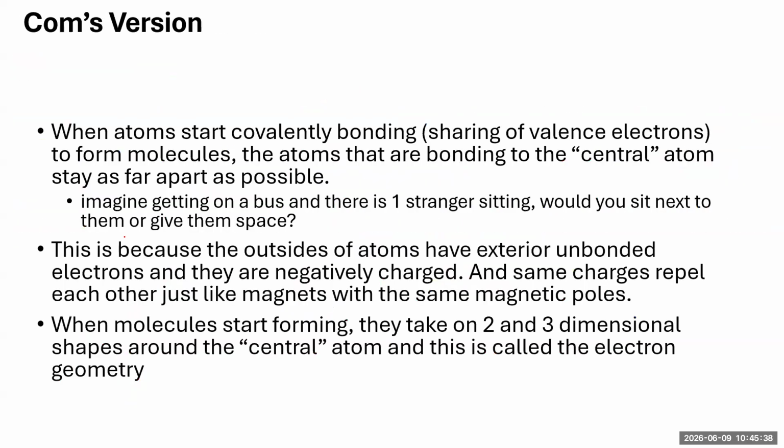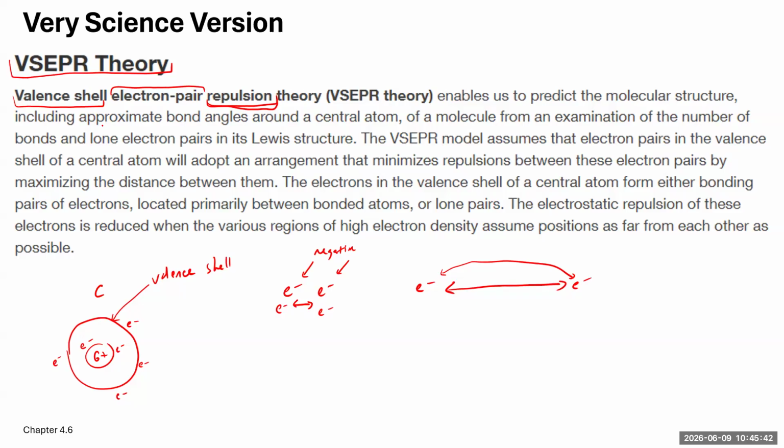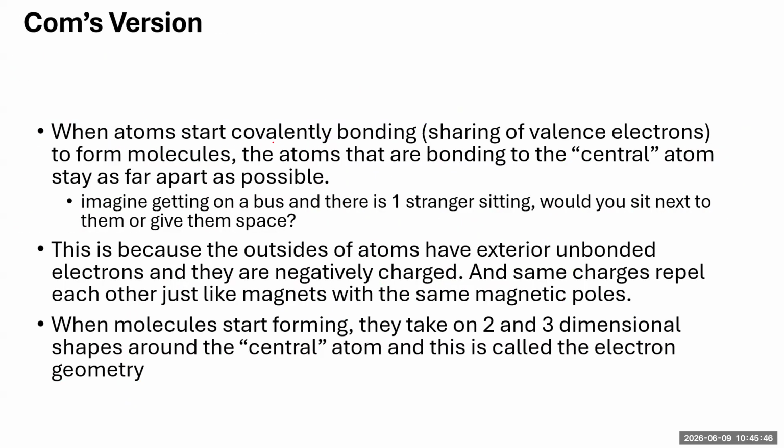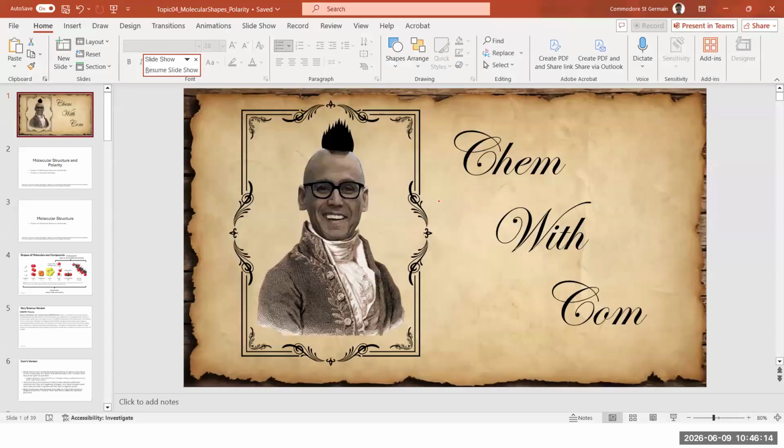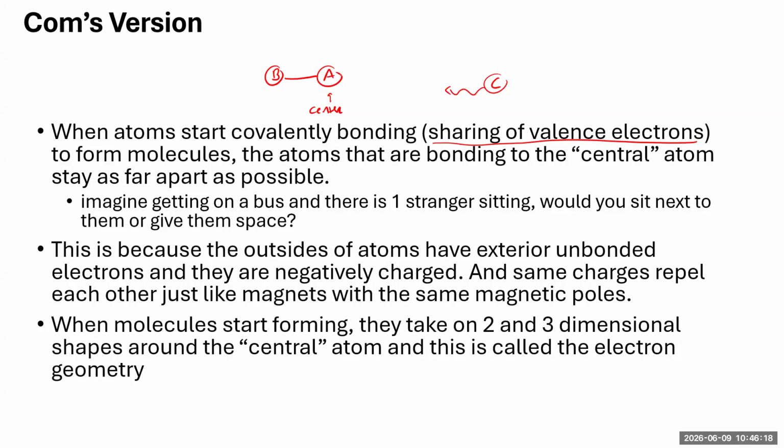This is my version here, so I'll let you read this one. You can pause it or go through the book and read it. When atoms start covalently bonding, remember, sharing of valence electrons to form molecules, the atoms that are bonding to the central atom stay as far apart as possible. Let's say we have atom A, our center atom, and atom B bonding to A. If atom C was coming in from somewhere, it's going to bond as far apart from B as possible, because that's the furthest place they could be from each other while still bonding to that center atom. It's because of those electron pairs getting pushed away.